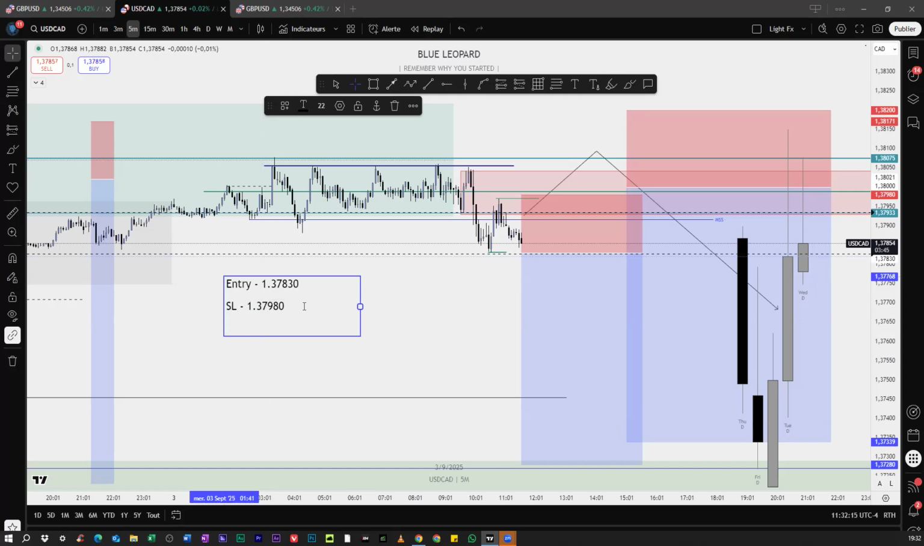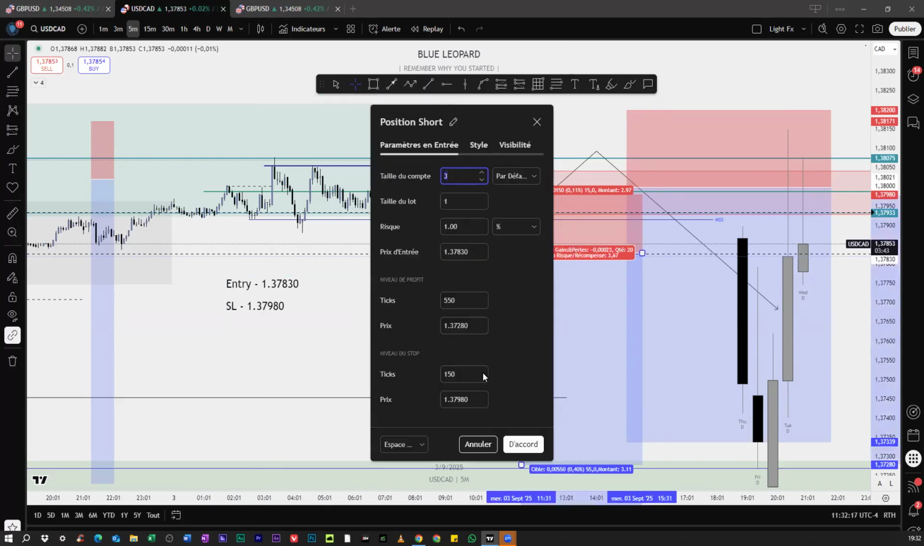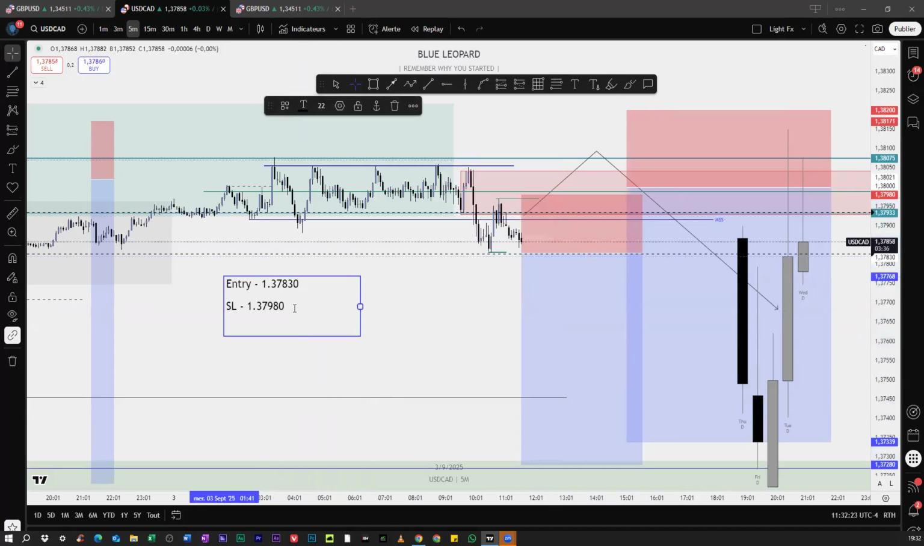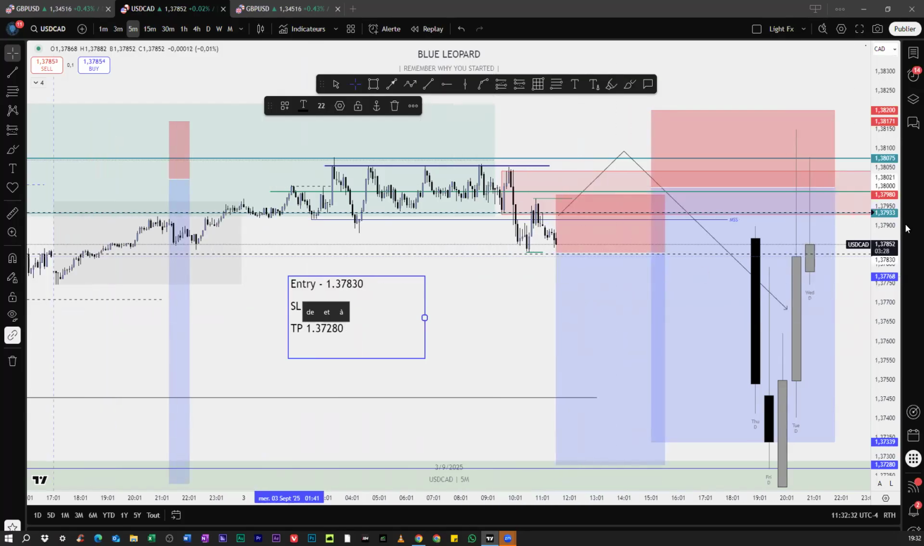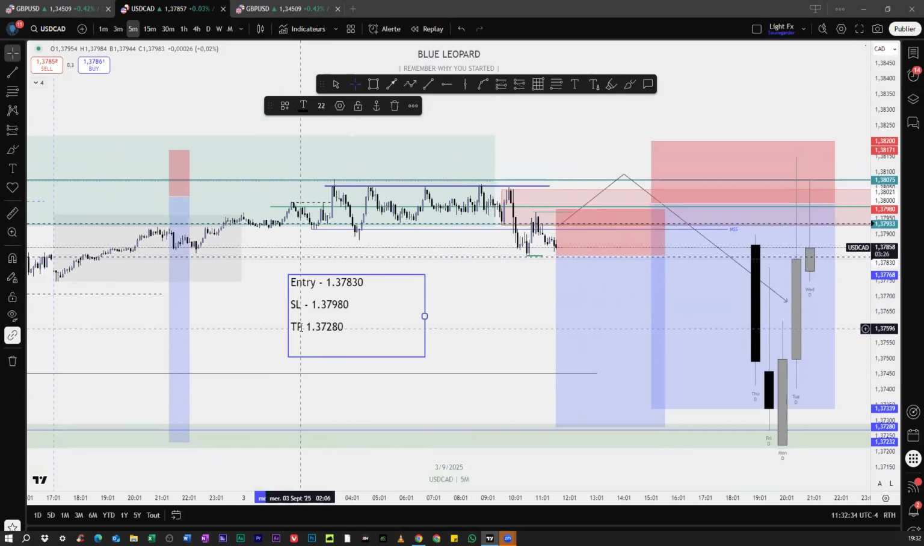And what is our take profit? You see, 55 pips. Copy this. TP 55 pips. This will be our TP. Let's manage it properly. This will be our TP3.